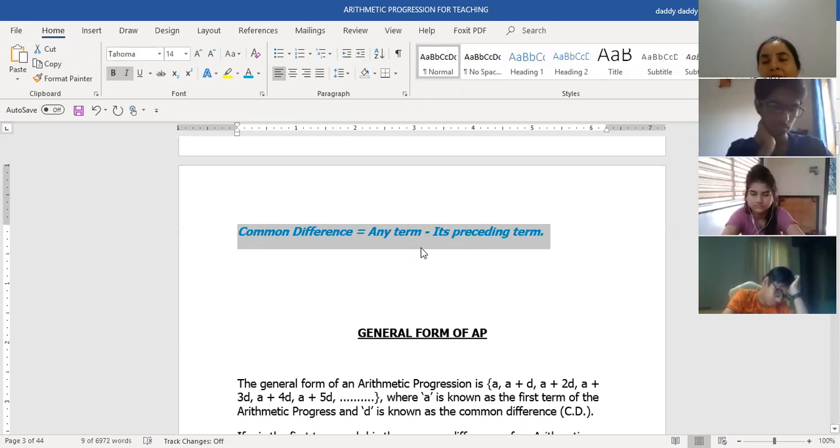Okay. So if I have selected, let's say there are 10 terms in a series. If I have selected seventh term, so that becomes my any term. So my seventh term is any term and its preceding term is the sixth term. So what I will do, I will write the value of the seventh term, then put a minus sign, and then write the value of the sixth term, and this way I'll get the common difference.